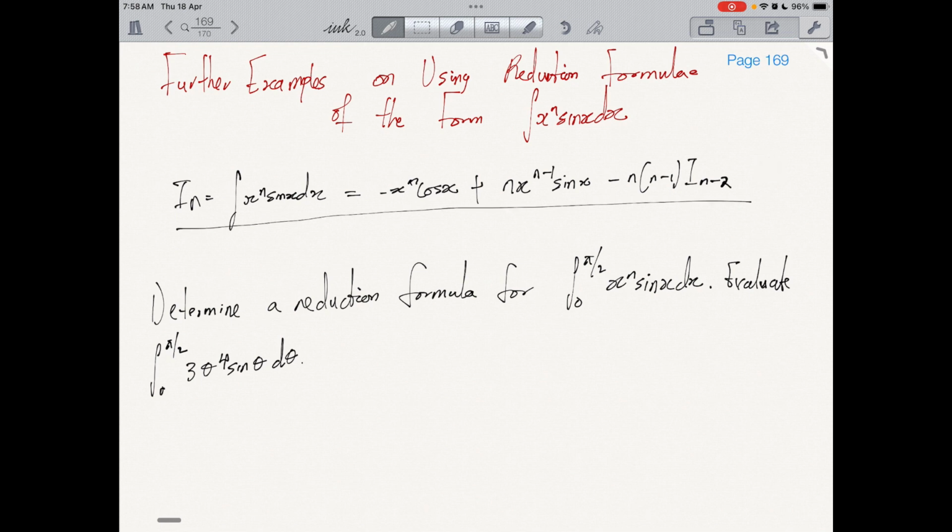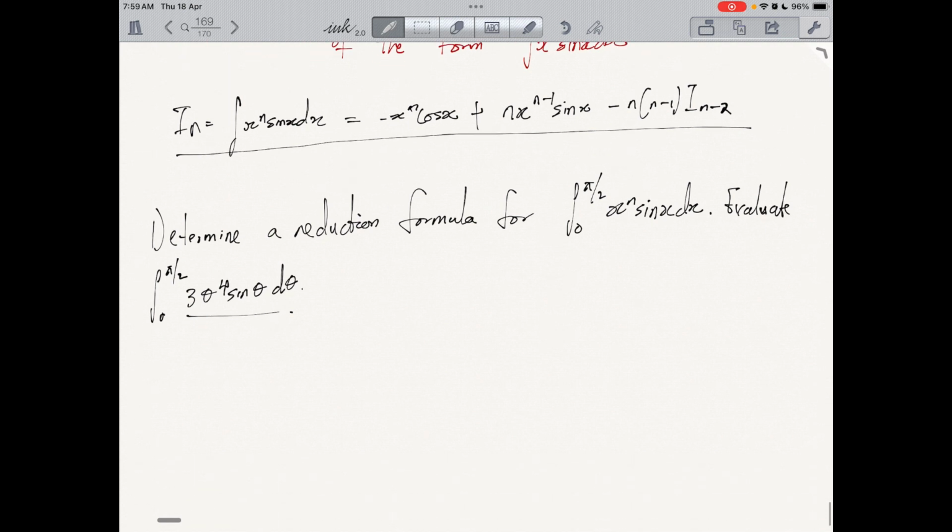Now let us determine a reduction formula for the integral from 0 to pi over 2 of x raised to the power n sin x dx, and then we are going to use that expression to evaluate the integral of 3 theta raised to the power 4 sin theta from lower limit 0 to upper limit pi over 2.